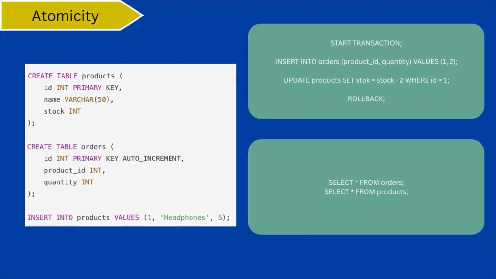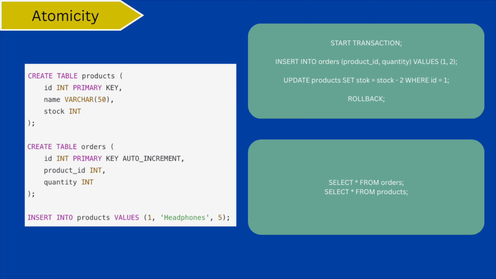The second example that you can try is creating a products table with the name and stock count of the product. Then in the second table, you create an orders table with the product ID and quantity. Insert multiple products; I've given one example. Then you start a transaction. Inside that, write an insert into orders, creating a new order with the product ID and quantity. Then update the products and change the column, let's say stock minus 2 where ID equals 1.